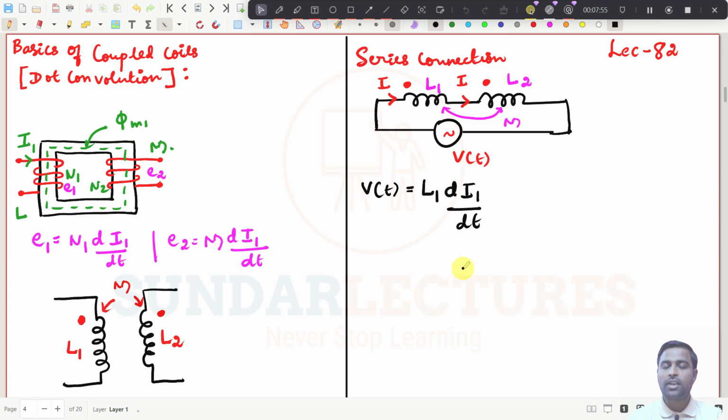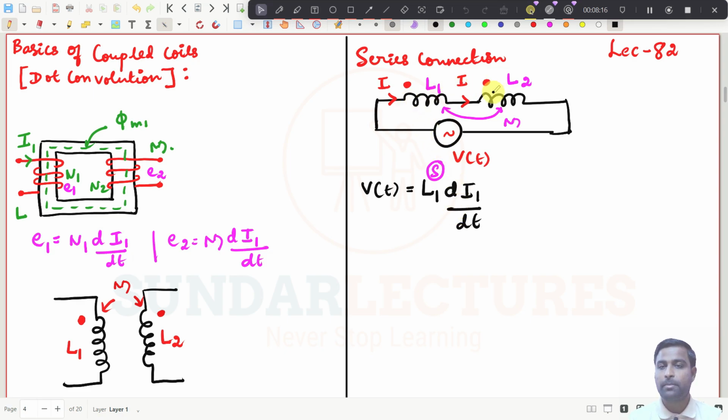Try to understand one thing. I always write self-induced EMF with a positive sign. I never write the self-induced EMF in negative value. So this is the self-induced EMF. Then I have to go for the mutually induced EMF. See how I am going to write the mutually induced EMF now.